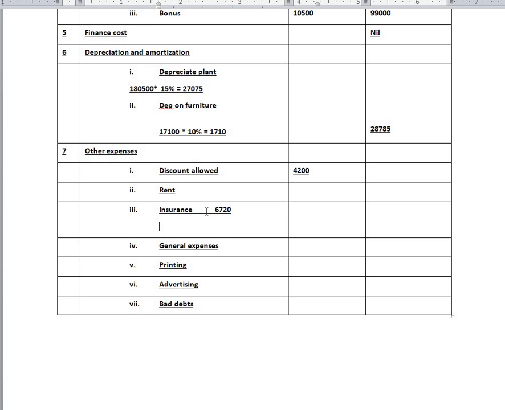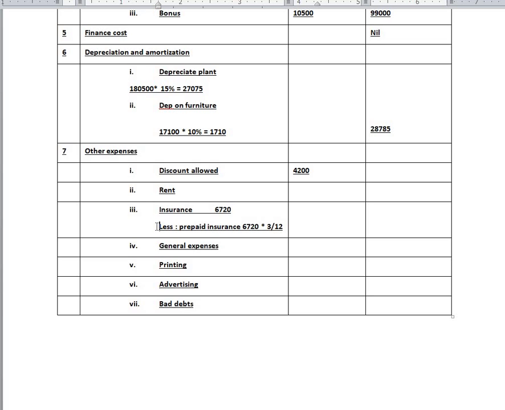You know when there is a prepaid expense, you will minus it from the actual expense. So just give it as less prepaid insurance, which is 6,720 times 3 by 12. Why are you doing it as 3 by 12? Because they have only paid for 3 months. So just take 6,720 and multiply it by 3 by 12.